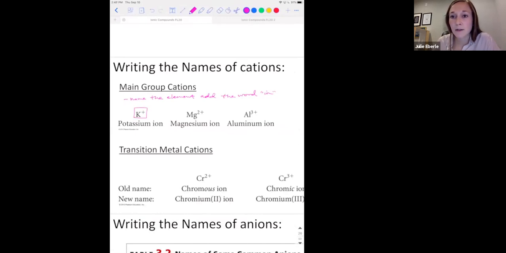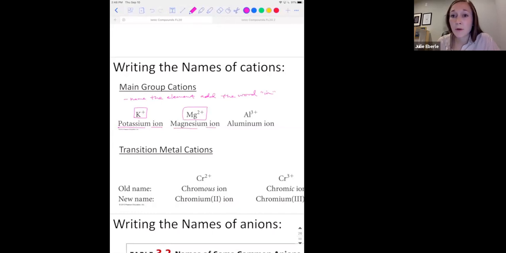All the elements in main group 1 are going to form +1 cations because they have one valence electron that they give away. That's how you become a cation. So we call it the potassium ion. Group 2, we have Mg2+. Magnesium has given away its 2 valence electrons. Same thing with calcium, same thing with anything in group 2. So we just name it the magnesium ion.